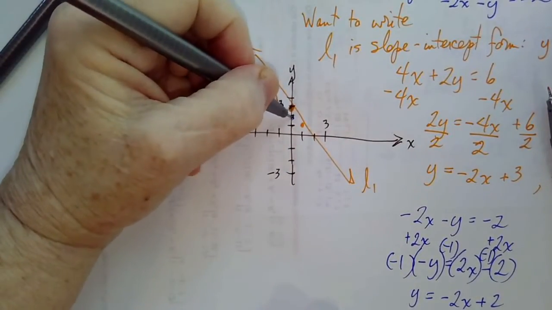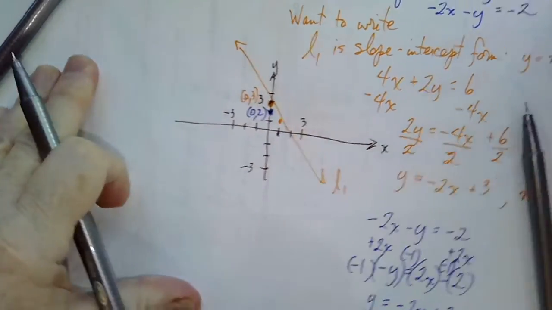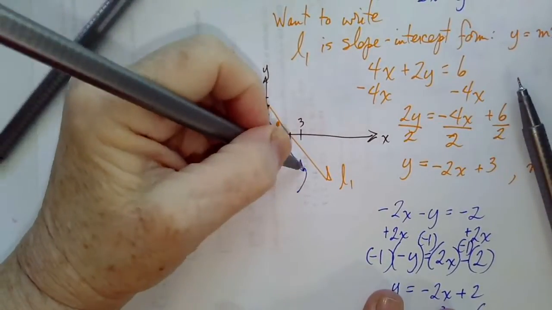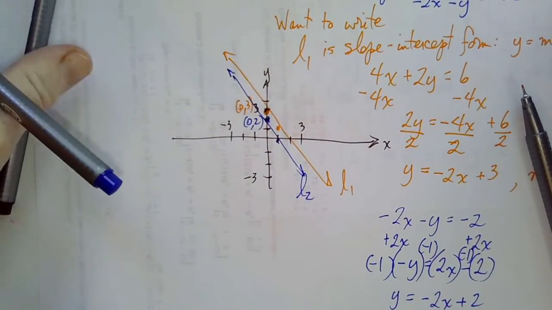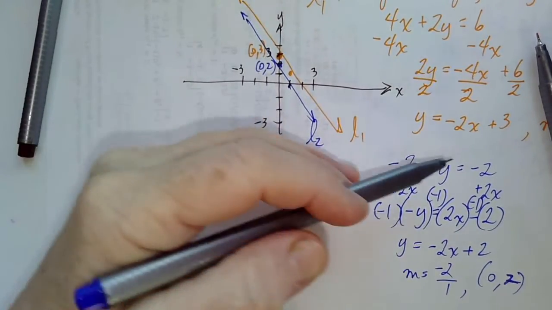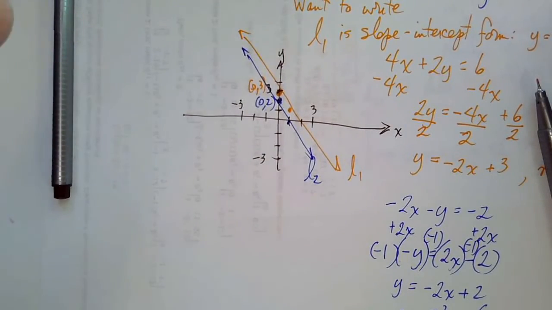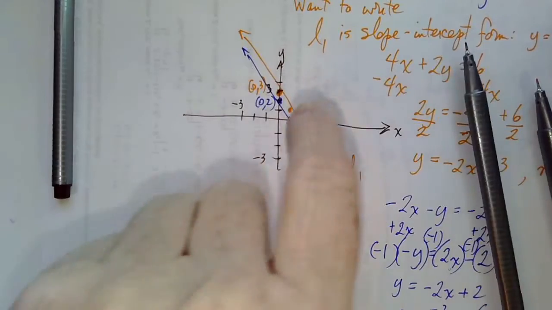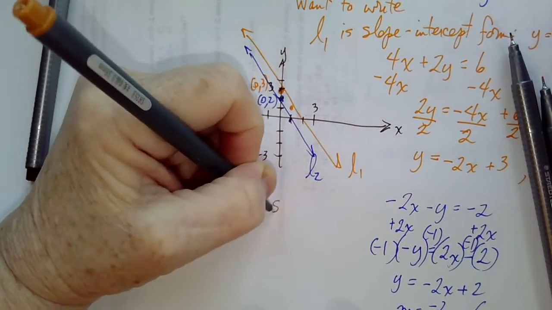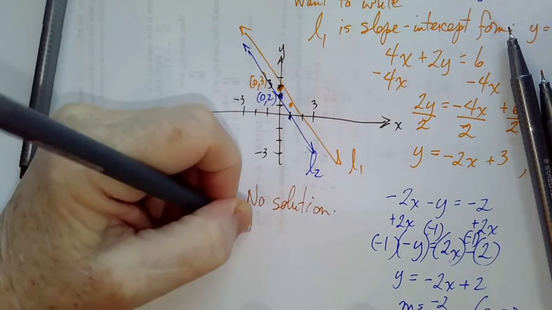Okay, so let's see. Here's 0, 2. The slope was down 2 over 1. There's line 2, and you can see that they are indeed parallel. They both have a slope of negative 2, negative 2 over 1, but they have different y-intercepts. So they are different lines, and they are parallel, so no solution. A system where there is no solution is called inconsistent.